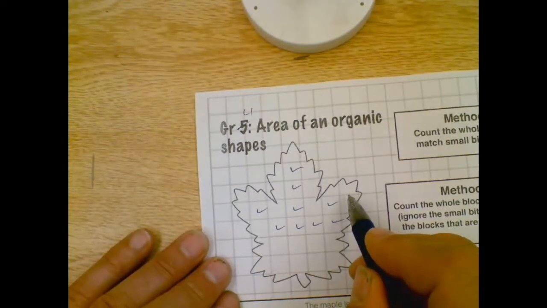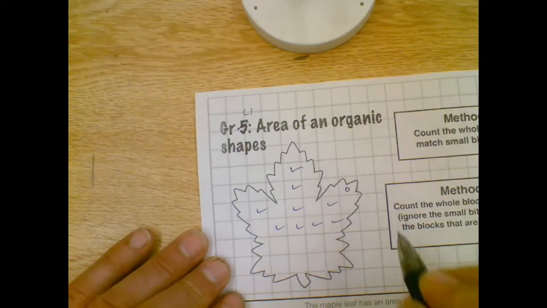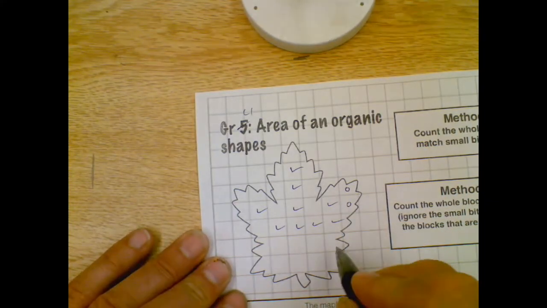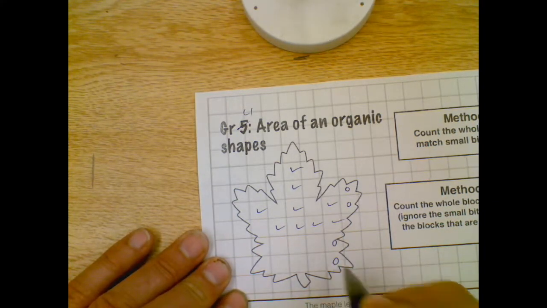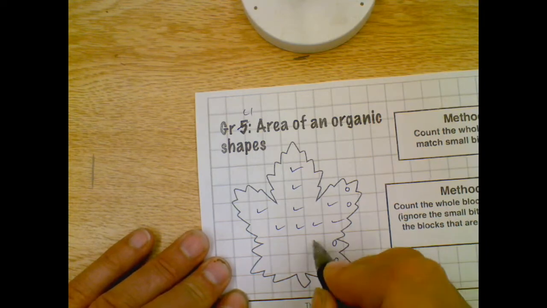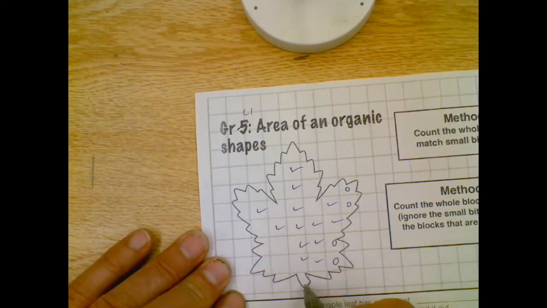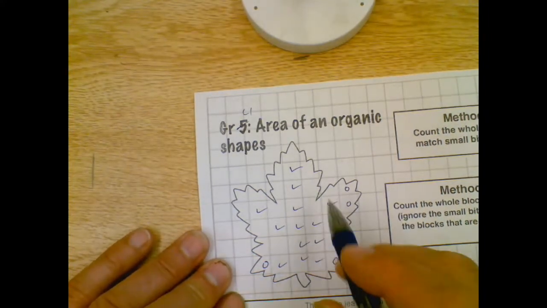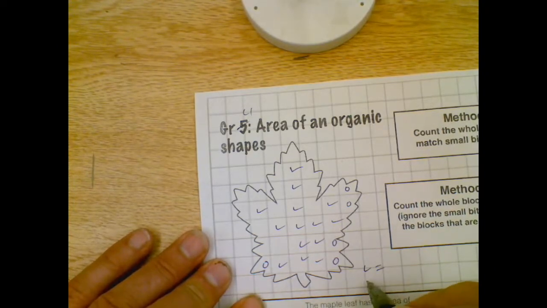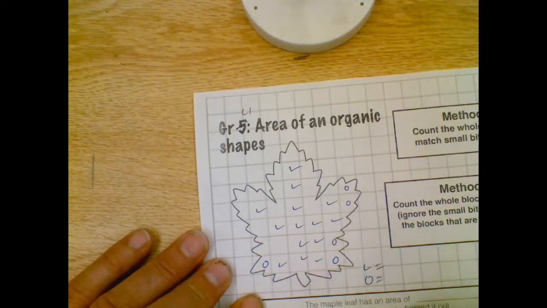Like, for example, this here. I'm going to put a circle in there to show that. That's more than half. That's more than half. That's more than half. That's more than half. This is full. This is full. This is full. This is full. I'm not sure about that one or that one. This is more. And what I would do then is add up how many check marks I have and how many circles I have. And that would give me an estimate, a rough idea about the area of something like that.